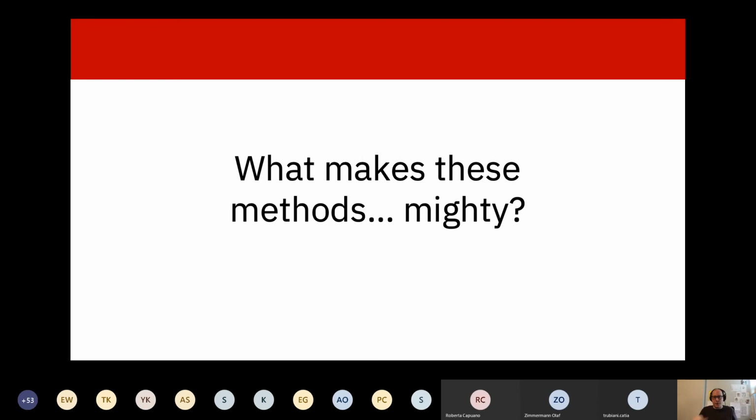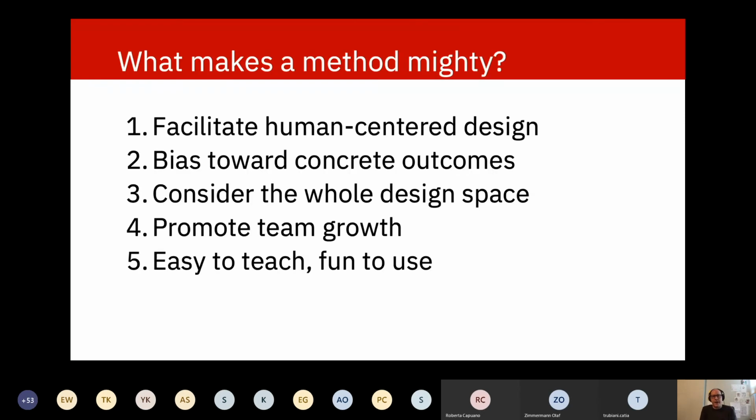Reflecting on these four methods that I use frequently, it looks like there are about five attributes that they all seem to have. They facilitate human-centered design. There's a strong bias towards concrete outcomes. They consider the whole design space when you're using them. They promote team growth, or they create opportunities for encouraging team growth. And then they're easy to teach and surprisingly fun to use.